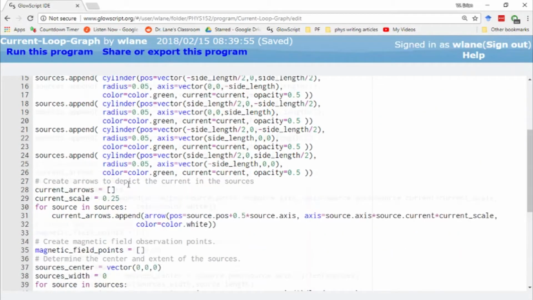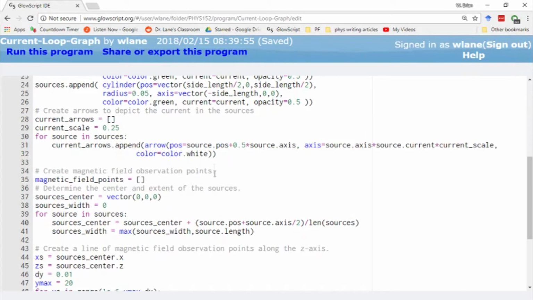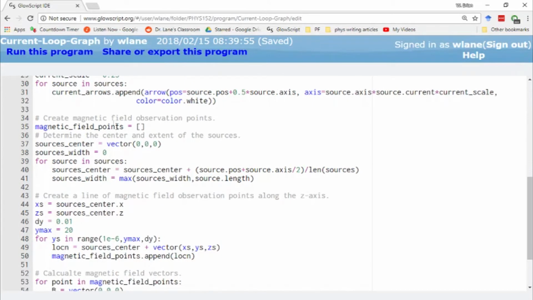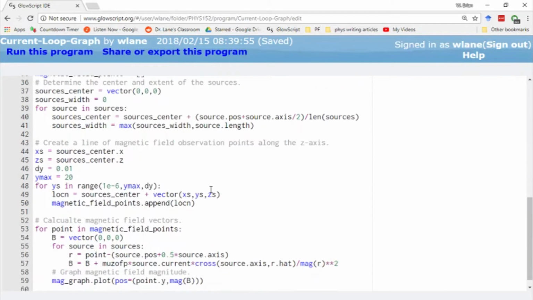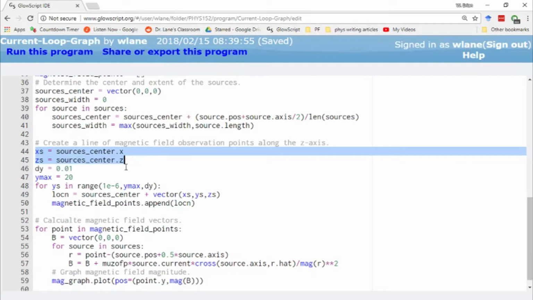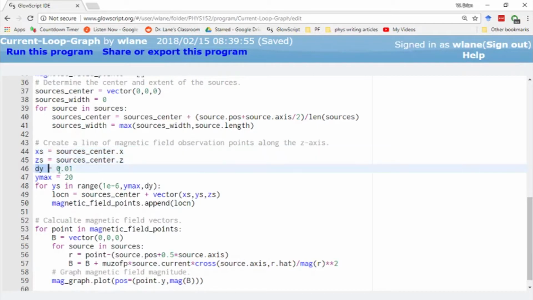If I scroll down, we've got our current arrows. Those again are just for visualization, not really helping us in the calculation. Here we are finding the center of the set of wires that make up the loop. And then here we've got the locations that we'll be observing the magnetic field at. To set this along the center of the loop, we use xs and zs as the x coordinate of the center of the sources and the z coordinate of the center of the sources. And then we're going to be moving y along from 0 to 20.